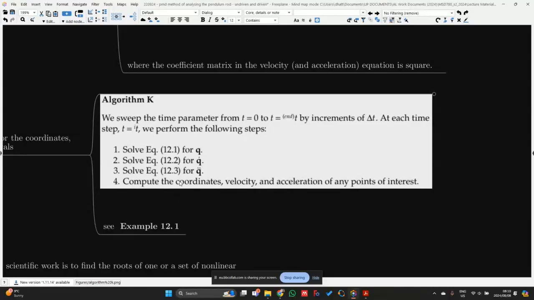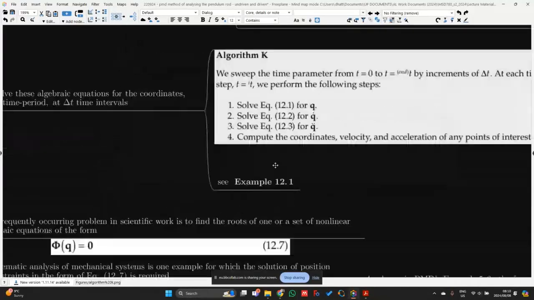And then once we have all of that, we can compute the coordinates, the velocity, and acceleration of any points of interest on these bodies. And if you're more interested in that, you can go and look at example 12.1. This is a fairly straightforward example as well of how they apply these parameters and this algorithm to solve the problem.